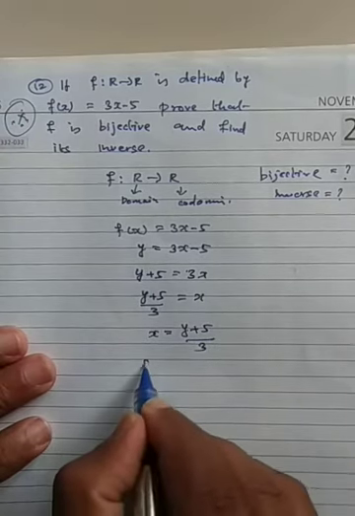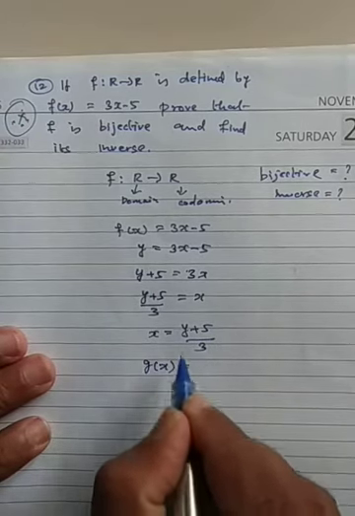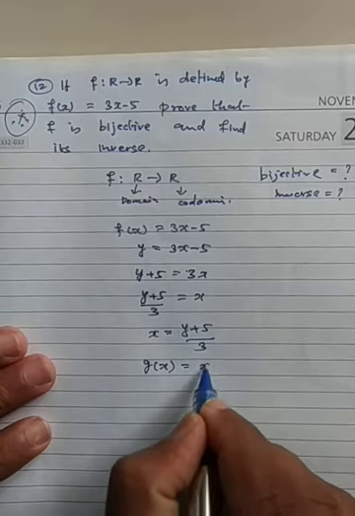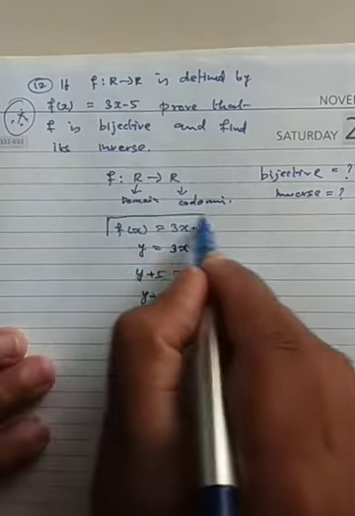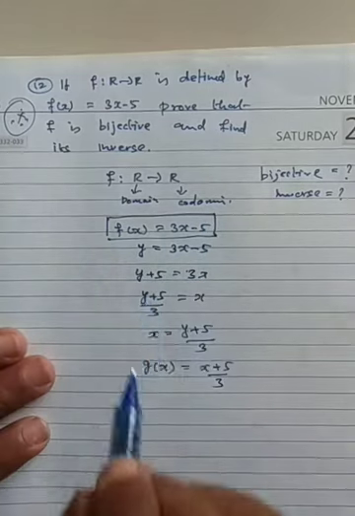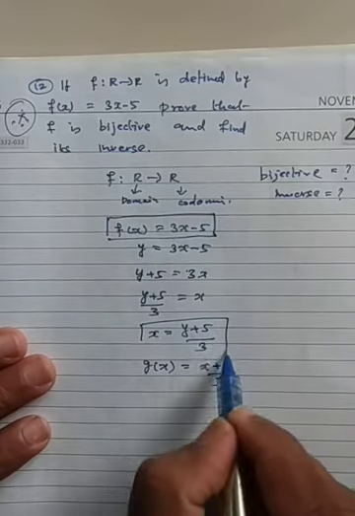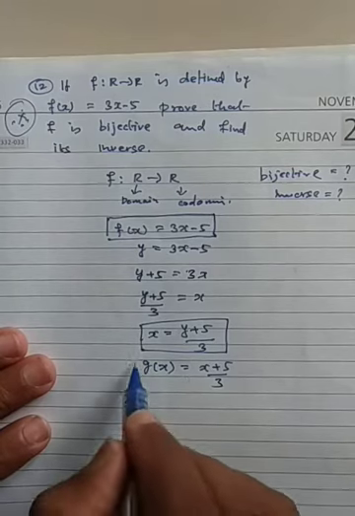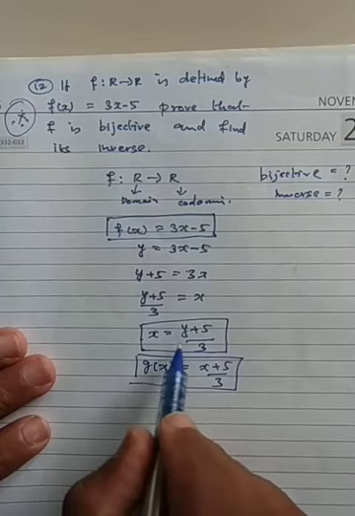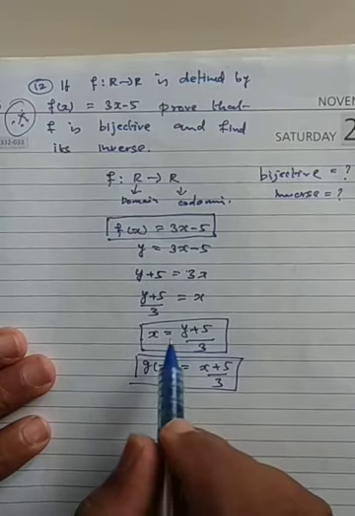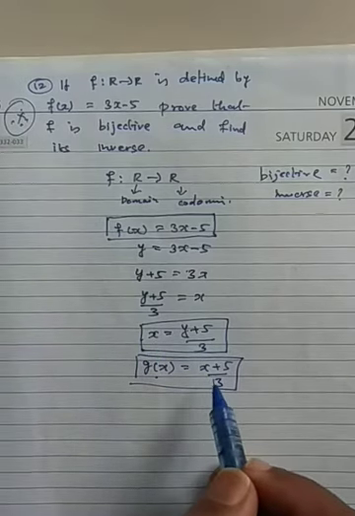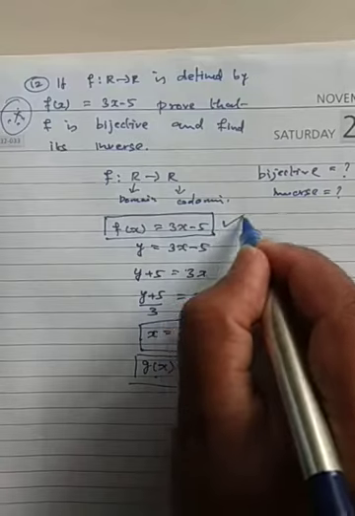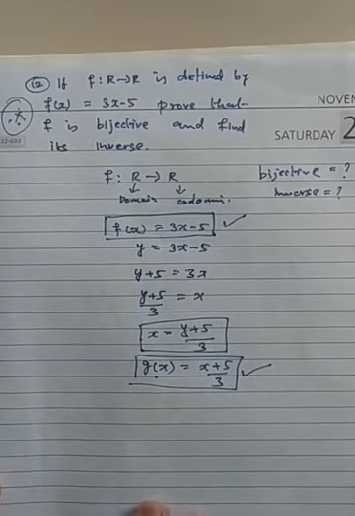You take this as g of x, and in place of y you replace x, so (x + 5) by 3. You have taken the function f in terms of x. Here take x in terms of y, and you are making this g of x. That is, in place of x I am writing y, and in place of y I am writing x here. Is it clear? So we have two functions, f of x and g of x.